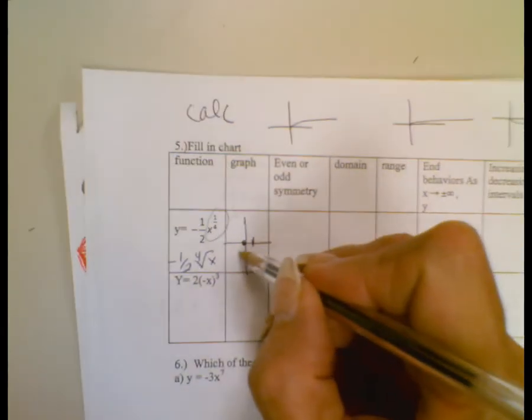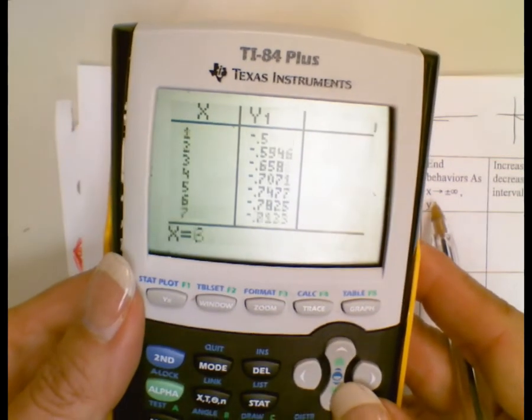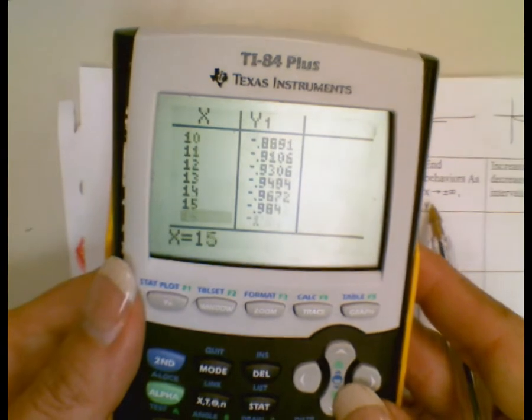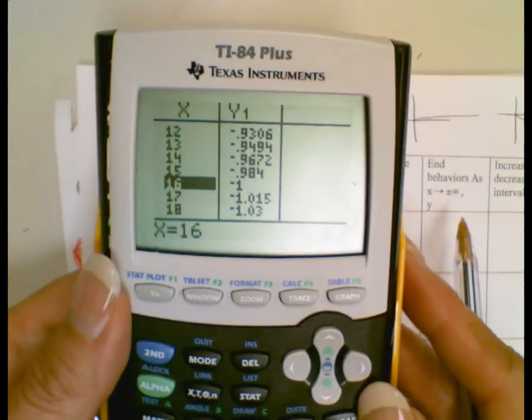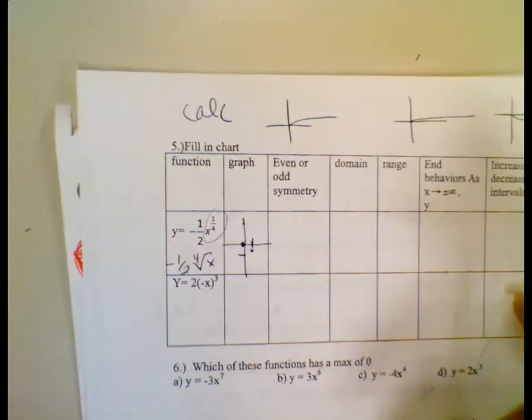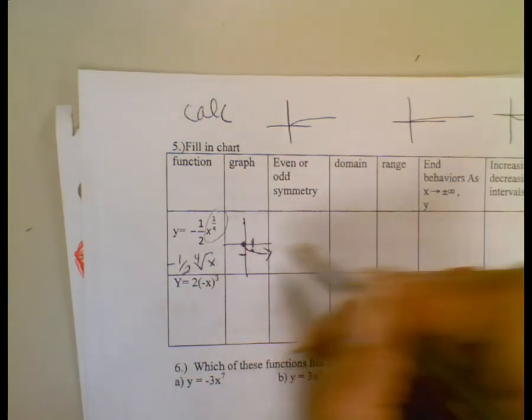I see a 1, negative 1/2. I like that point. 1, negative 1/2 is right there. And let's see what my next nicest point is. Here's one: 16, negative 1. I'm not graphing that, it's too far. So this is my graph.